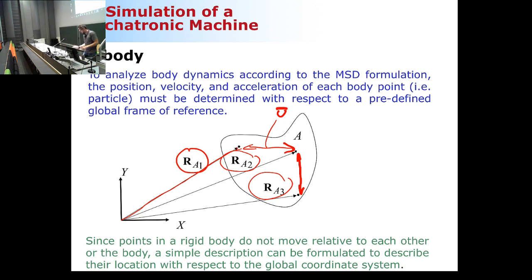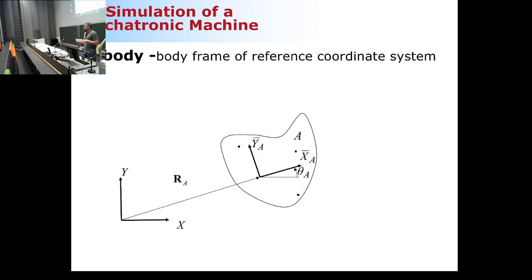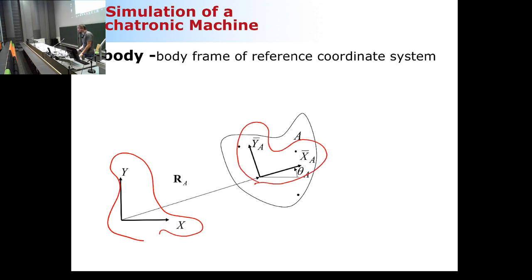Using that observation, we can introduce an alternative or additional coordinate system. This additional coordinate system is called the body frame reference coordinate system. So now I have 2 coordinate systems. I have my original reference coordinate system, which, let's call it, the global coordinate system. And then I have my additional coordinate system, which is a body reference coordinate system. The body reference coordinate system is attached to the body. It's welded to the body. So if the body translates, the body reference coordinate system will do the same. If the body rotates, the body reference coordinate system will do the same.